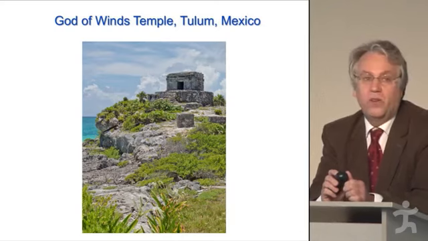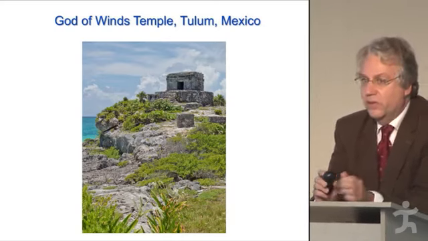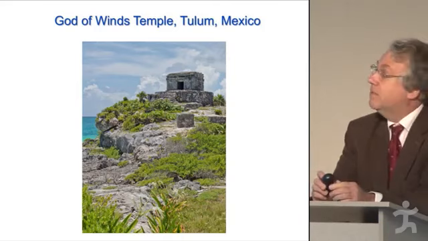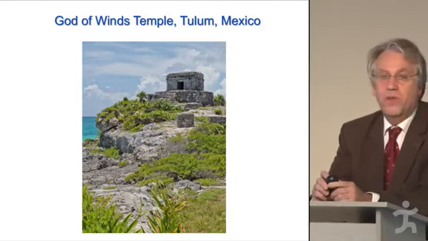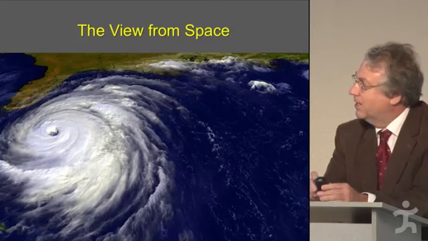They moved to the coast in desperation because they had exhausted the soils of the interior of the Yucatan. And the first thing they did was build this temple to try to placate the hurricane gods. It didn't really work.